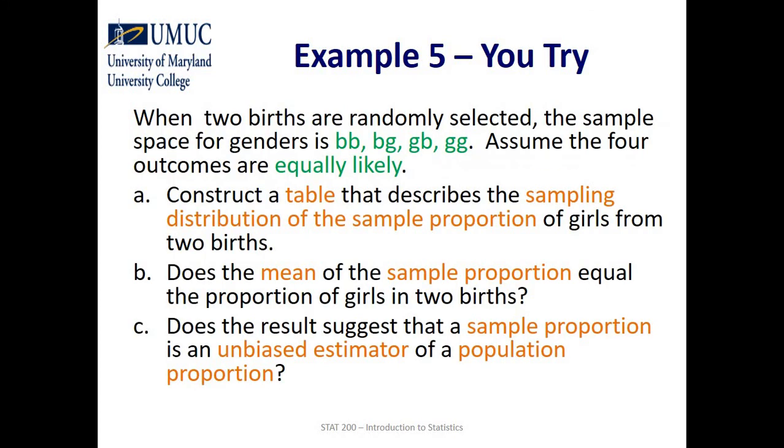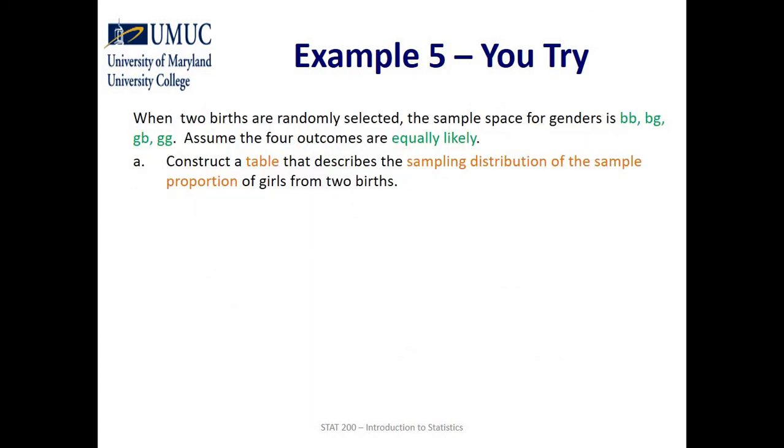So step 1, construct a table that describes the sampling distribution of the sample proportion of girls from 2 births. So go ahead and pause the lecture and construct that.